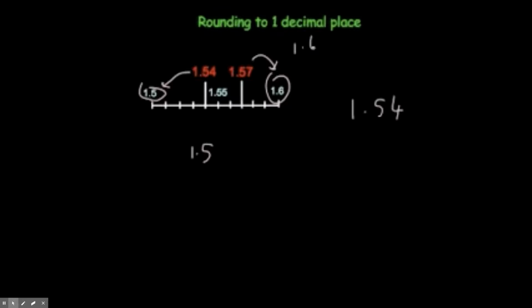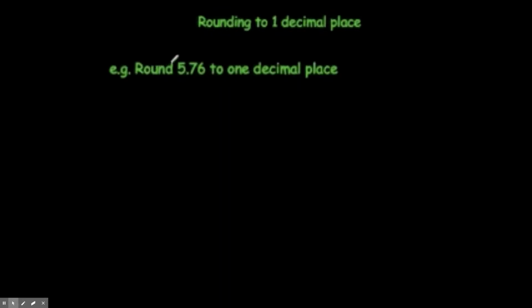Let's look at some examples. The question says round 5.76 to 1 decimal place. Whenever you're rounding to 1 decimal place, you look at the second decimal place to see if you're going to round up or keep it the same. If this number is a 5, a 6, a 7, an 8, or a 9, you round up. If it's a 0, 1, 2, 3, or 4, you round down. So it's 5.76. The second decimal place is a 6. That means we're going to round up. So rounding 5.76 to 1 decimal place would be 5.8.